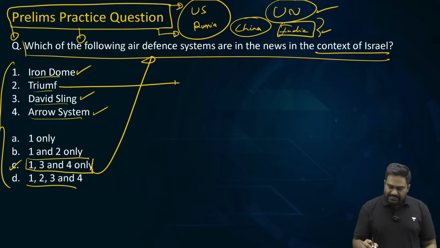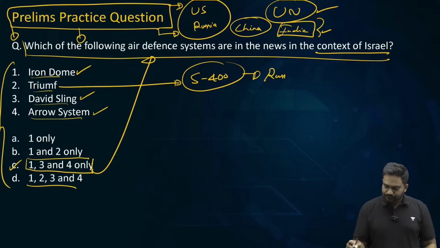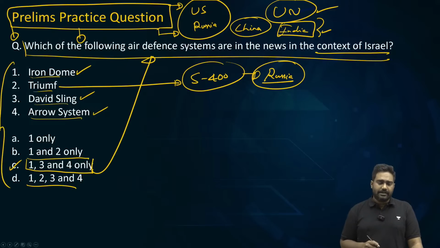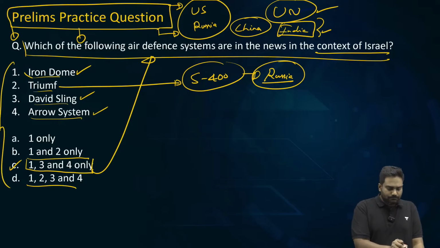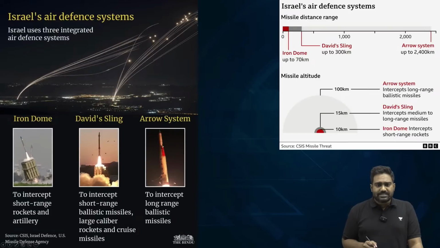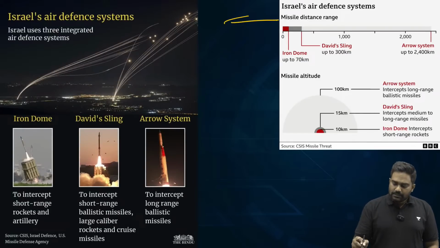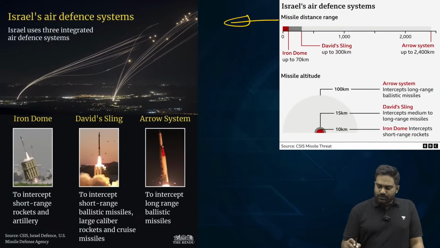Triumph is also known as S-400. This is a Russian air defense system. Is that clear? Whereas Iron Dome, David Sling and Arrow, these are Israeli air defense systems. So Iron Dome is very popular. I'm sure many of you would have heard about it.